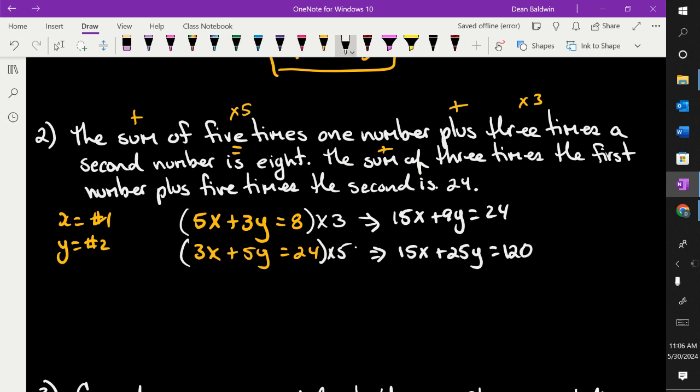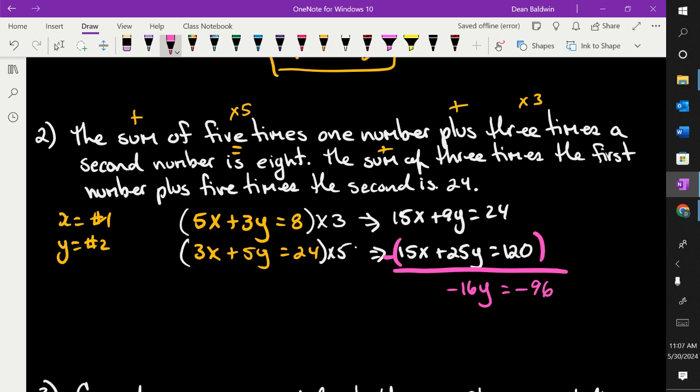All right. Now what do we do? Add, subtract, multiply, divide. What are we doing? Subtract them. So 15x minus 15x is no more x's. 9y minus 25y, minus 16y. 24 minus 120. Negative 96. Okay, final step.